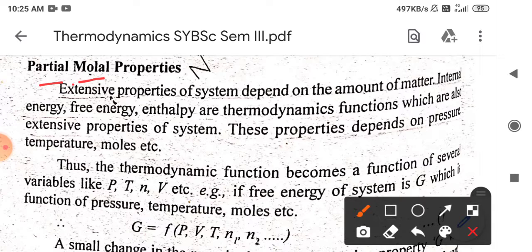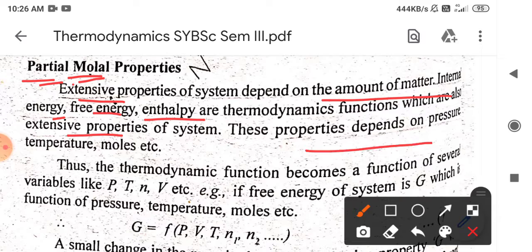Let's break this down into two parts: partial means some part of the properties of a given system, and molar means which depends upon the number of moles. So these partial molar properties are specifically extensive properties of a system, which depend upon the amount of matter. The internal energy, free energy and enthalpy of a system are thermodynamic functions which are extensive properties of a system.